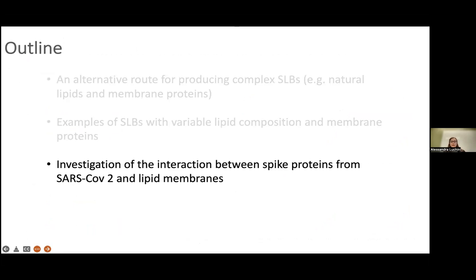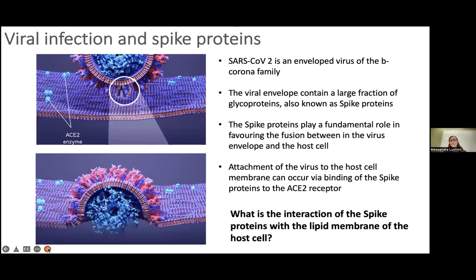So in this last point of my presentation, I would like to show you how we used this natural lipids to form supported lipid bilayer and investigate interaction with the spike proteins, and also finding how actually having this more complex membrane model is valuable in order to study this kind of processes.